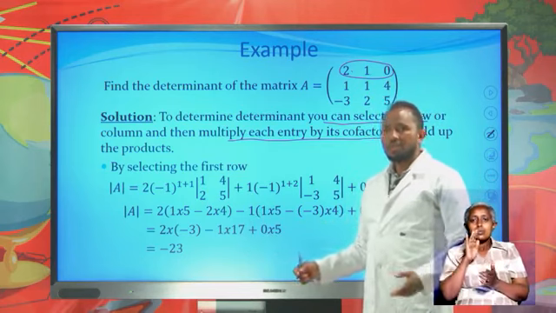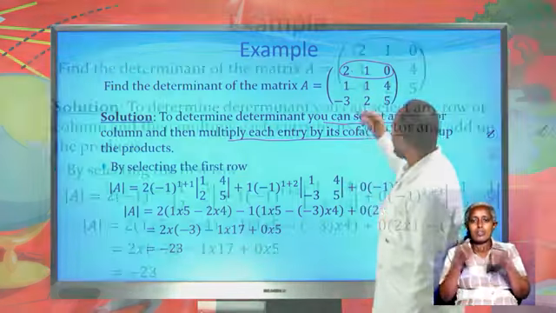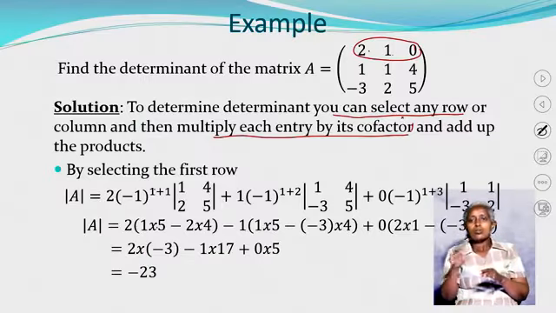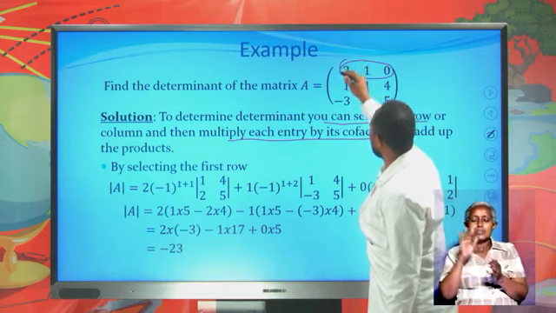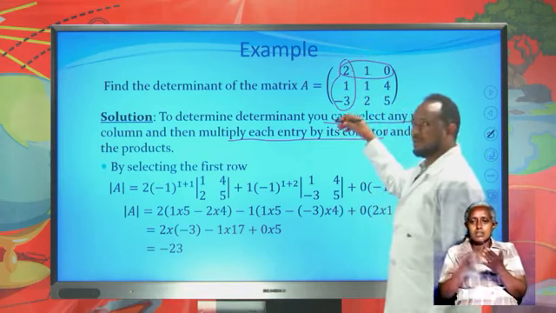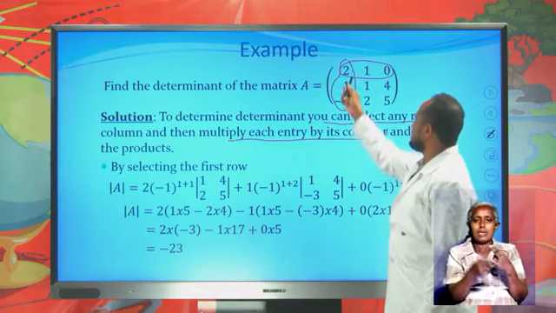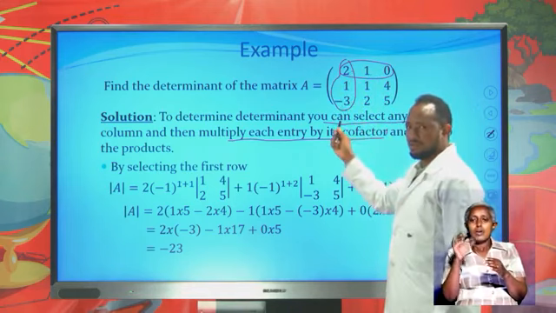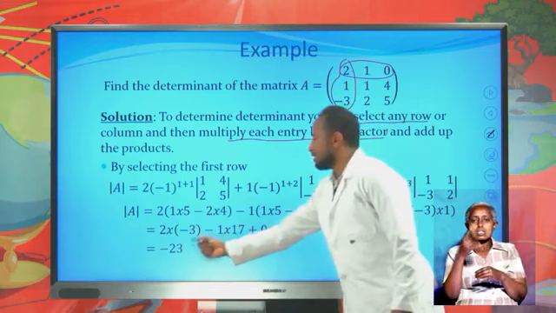By the way, you can try using any row or column. Please try to find the determinant of this matrix by selecting this column. Select this column and multiply each entry by its cofactor. You will get the same result, negative 23.